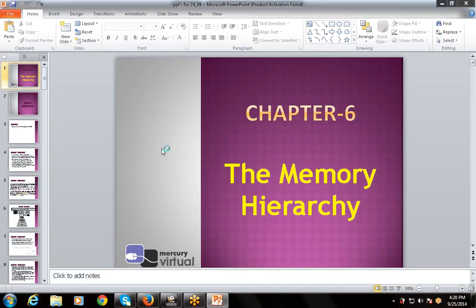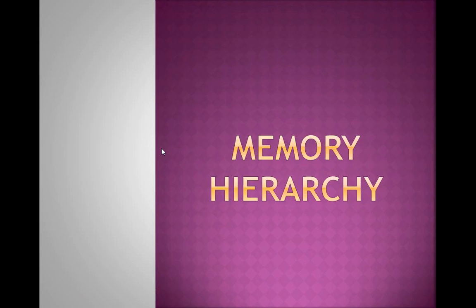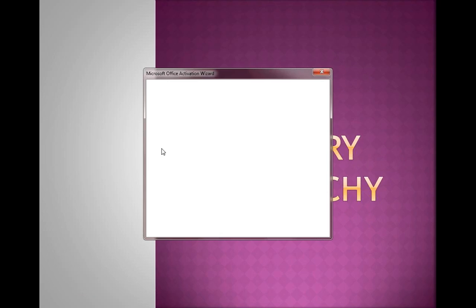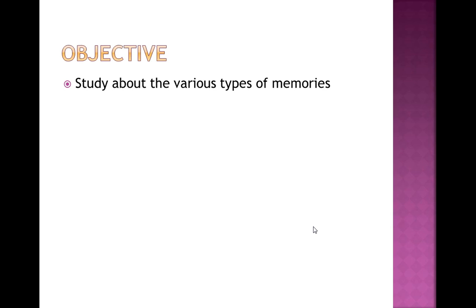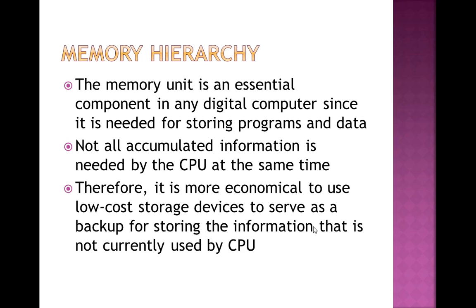In the last class, we covered the memory hierarchy. This is the objective: study the various types of memory, that is, what types of memory are available inside the computer system for storing data. Then we talked about the memory hierarchy: what is memory hierarchy, why we are using it, and what are the different types of memory used to store programs and data.